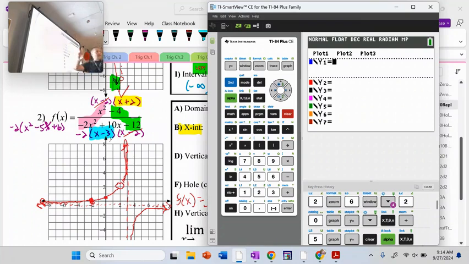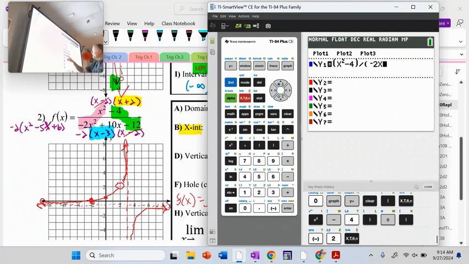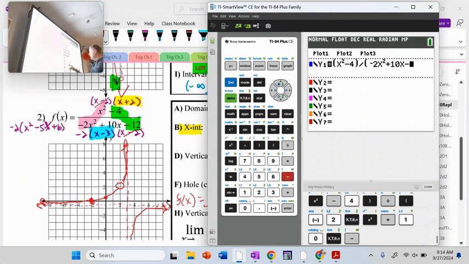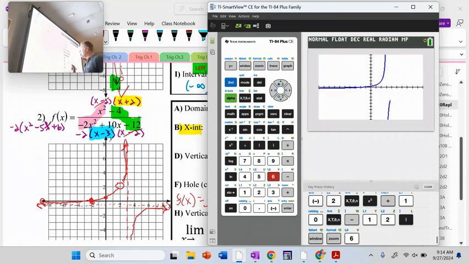All right, let's talk about the TI-83s. All right, so I would need to do x squared minus 4. Always type the original, not your factored version. Then divided by the denominator, -2, x squared plus 10x minus 12, and then close it. This is the old school numerator over denominator if you have an older calculator. Window, wrong. Zoom, standard. Boom, shakalaka.